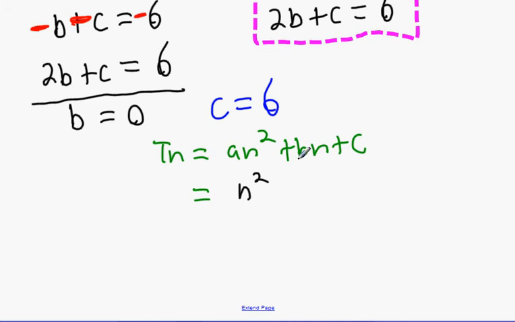B is 0. And C is 6. Now what does this actually mean? Tn equals n squared plus 6. Let's find out. If I put in T1, what do I get?